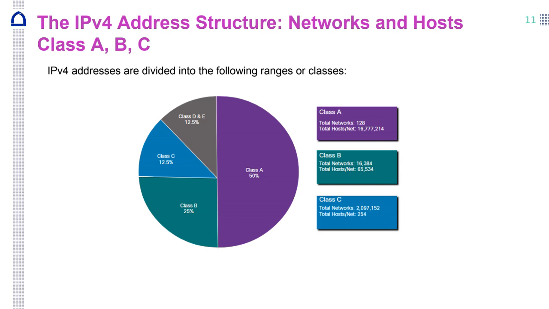For the network, the first octet is for the network address and the rest is all hosts, millions of hosts you get. Class B is 2 octets and 2 octets. Class C is 3 octets for network and 1 octet for host. Okay. D and E are special. We'll talk about them later.